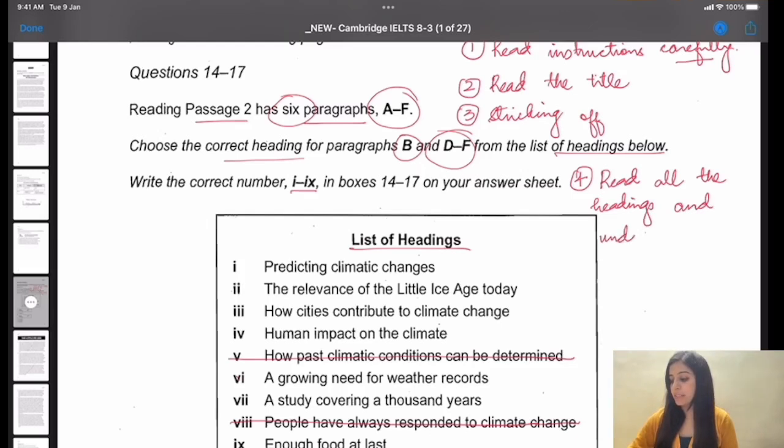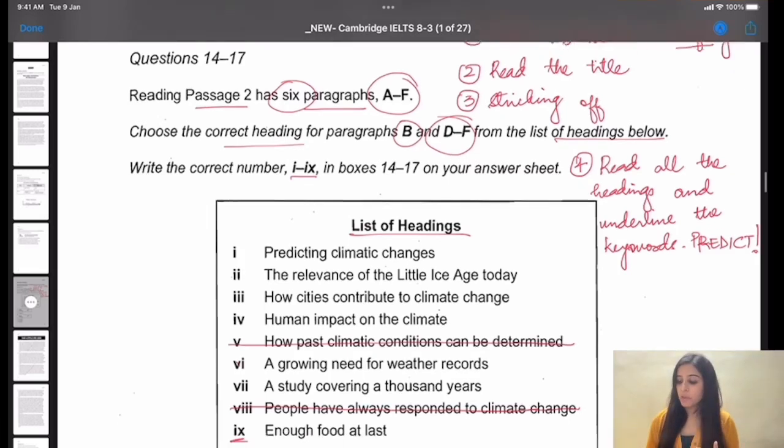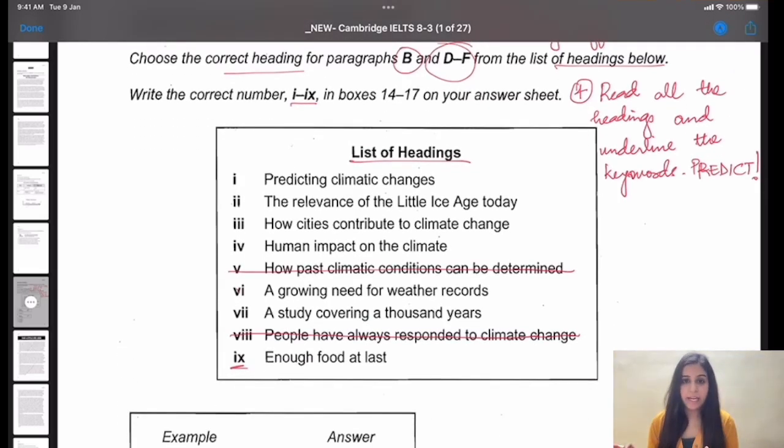and then you underline the keywords. While you underline the keywords, I also want you to predict. I'll tell you what is predicting and how it needs to be done. Let's do it together. So first of all, there are 9 headings. We have to go through all of those headings and underline the keywords. While we do that, we also have to predict what will be the content of the paragraph that has this particular heading. Let me start with the very first one.